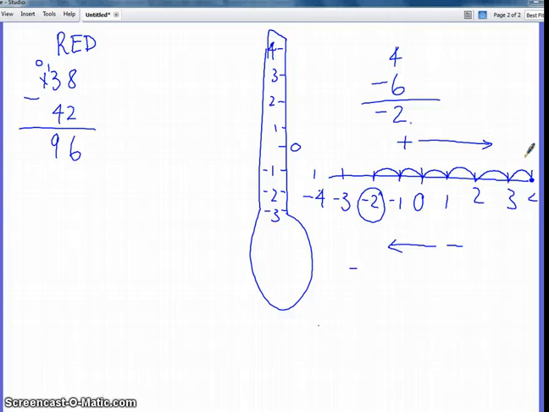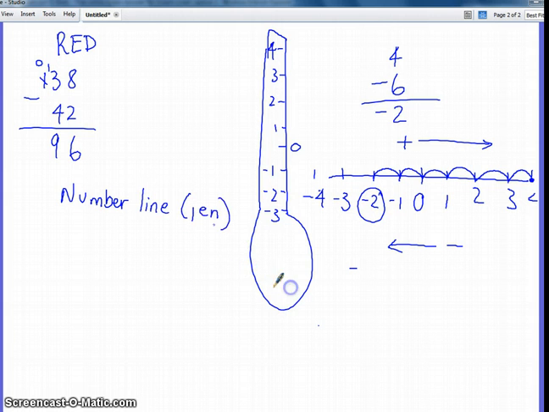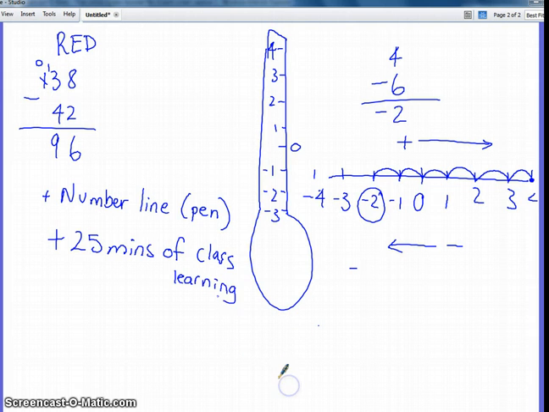Alright? So homework, and this will be online, so if you don't know, make sure you check online. Number line in pen, okay, at the back of your book, plus 25 minutes of class learning. And I'm coming around to your books now.